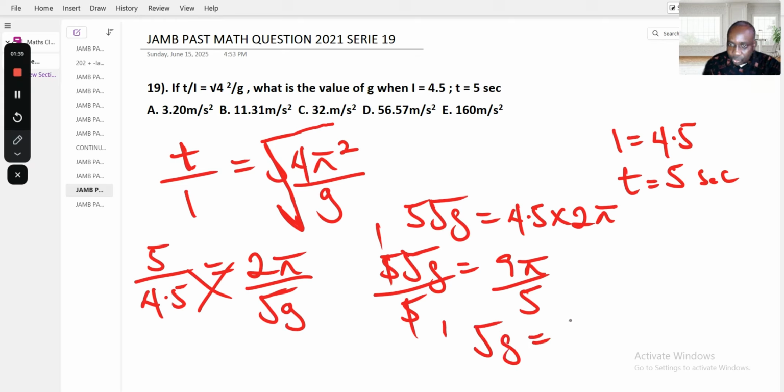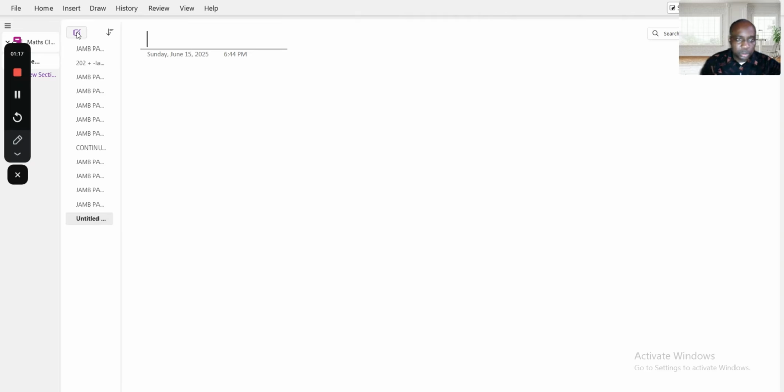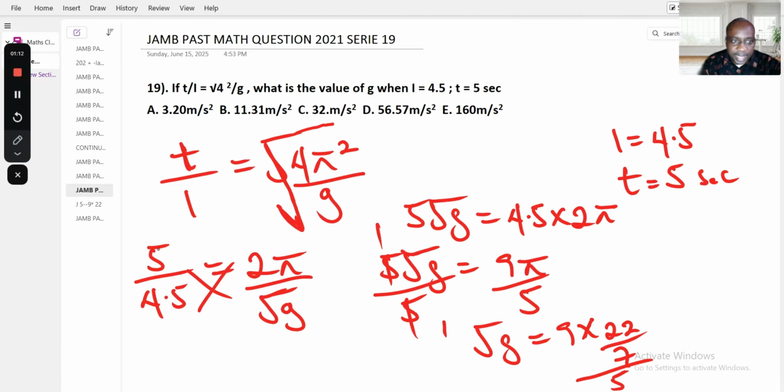g equals 9 multiplied by pi, what is pi? 22/7, divided by 5, isn't it? By 5. Now let's use the calculator, or let me open another page. Like I said, let's open another page to continue from there.